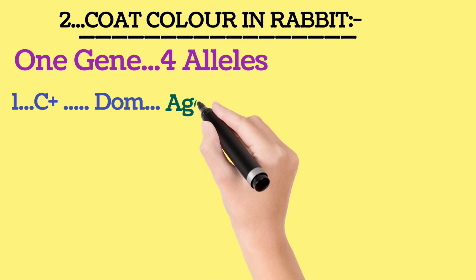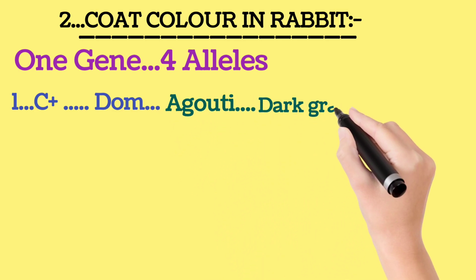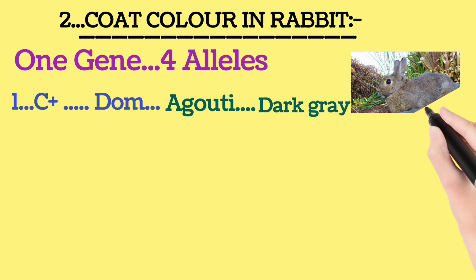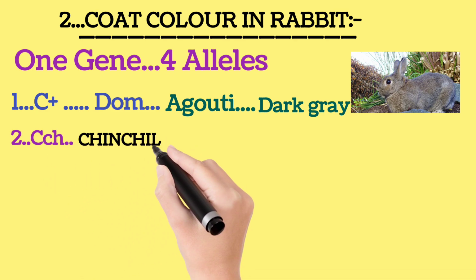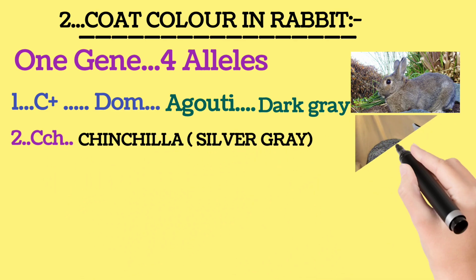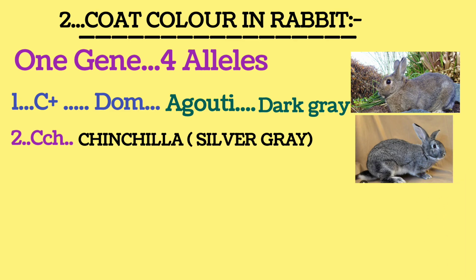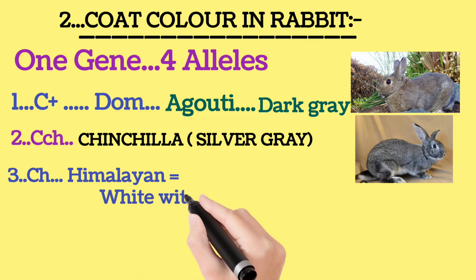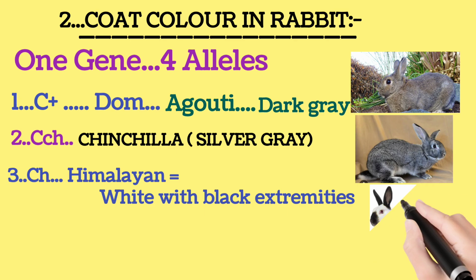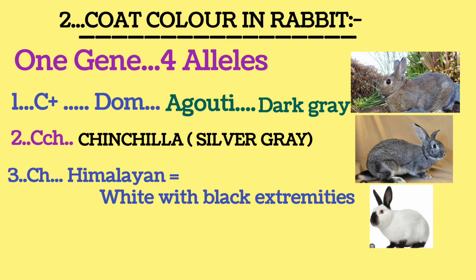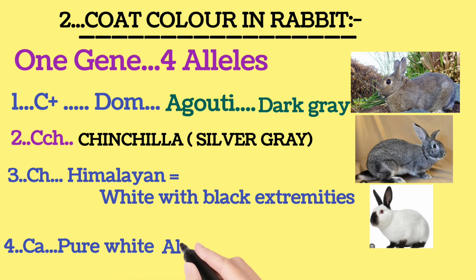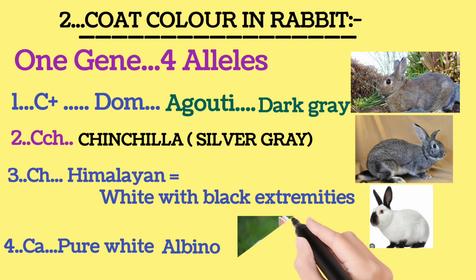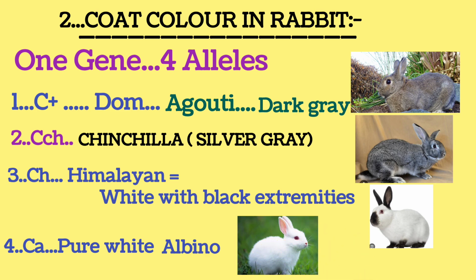If we have the C positive dominant allele in the population, it will form agouti or dark gray color like this. If we have one more allele in the population, CCH, it will form chinchilla, a silver gray type of rabbit. Now we have one more case. Suppose CH, it forms the Himalayan type of breed having a white background and black extremities. Now the last one is CA, it is a recessive allele. It forms a pure or albino type of rabbit. It expresses in homozygous condition only.